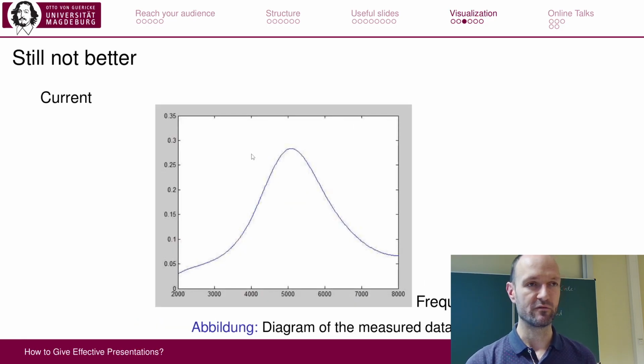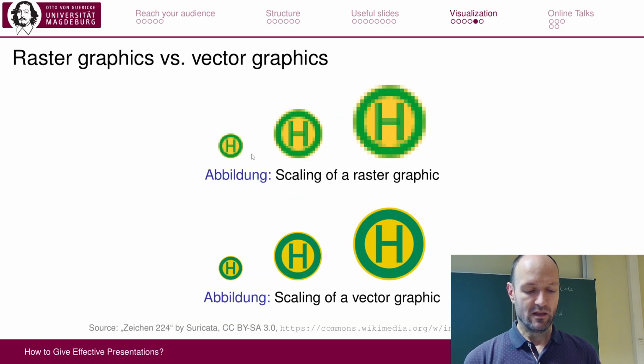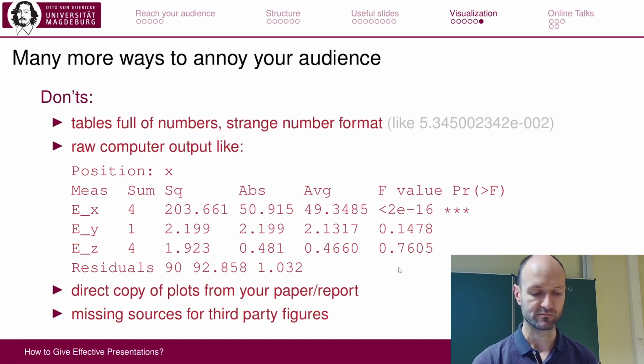Don't use stuff like this. Same as explained here: a raster graphic consists of single pixels. If you scale them, you lose quality. If you have a vector graphic, then that consists of basic geometrical elements. You can scale them without loss of quality. And some more ways to annoy your audience.